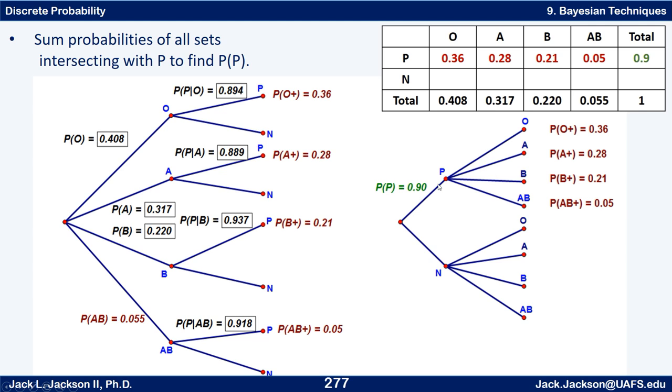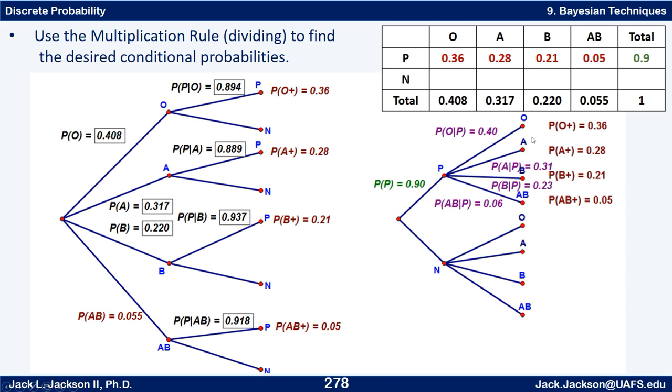Well, remember, if we put the 0.9 times this probability of O given P, we get this probability of O positive. So we can work backwards by dividing, take the 0.36 divided by 0.9 to get right here. And similarly for the others, and these are the probabilities that we get: 0.4, 0.31, 0.23, and 0.06.